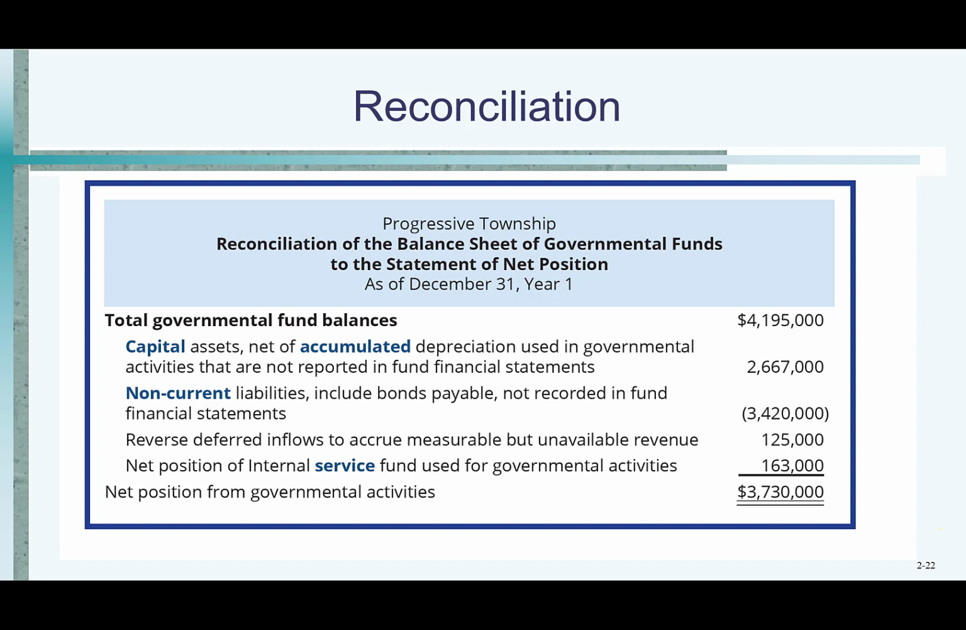But we know enough right now to know that if we don't report fixed assets at the governmental fund level, and we do report them at the government-wide level, then we would have to add our fixed assets to our fund balance to eventually get to net position at the government-wide level, right? Okay. Question.